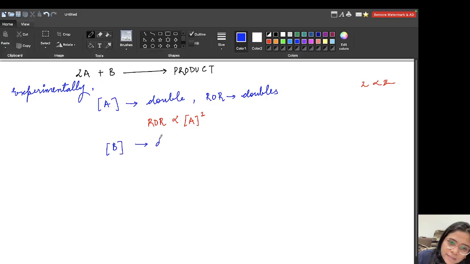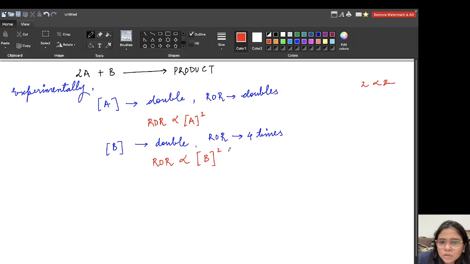Whenever you double the concentration of B, the rate of the reaction increases 4 times. So how do we relate it? The rate of the reaction is directly proportional to B raised to the power 2, right? Because doubling gives 4 times. If I increase the B concentration by 2, my rate of the reaction becomes 4. So 2 raised to the power 2.